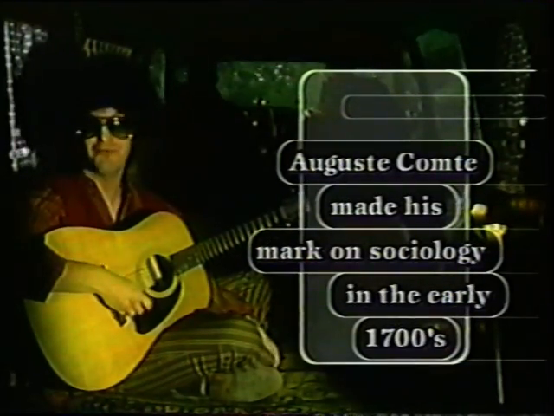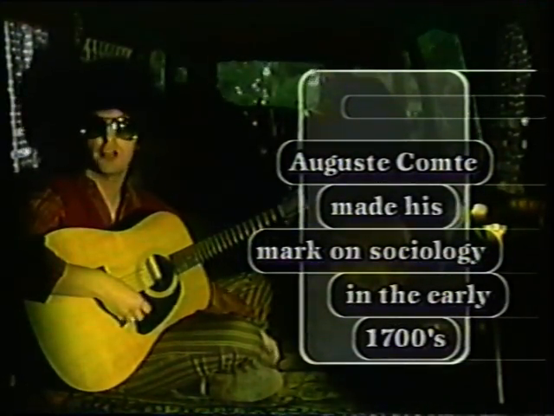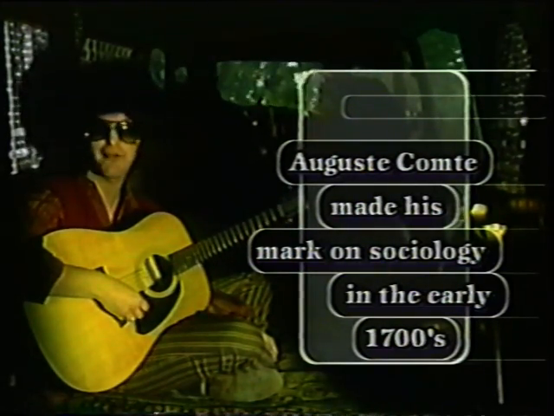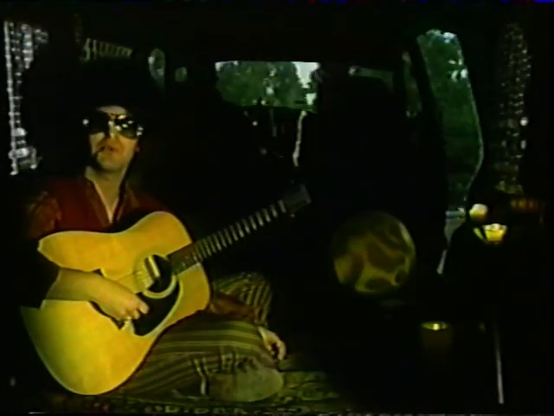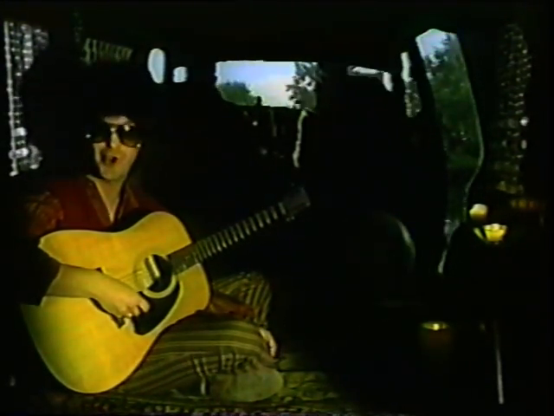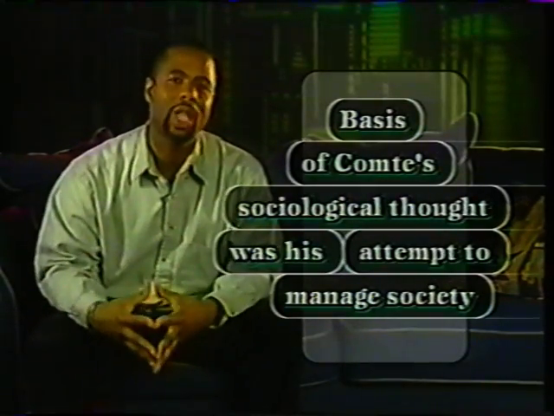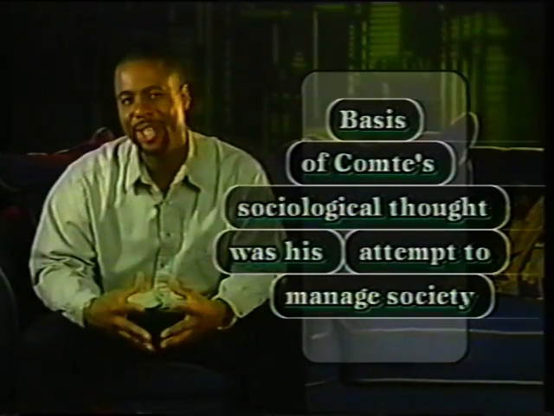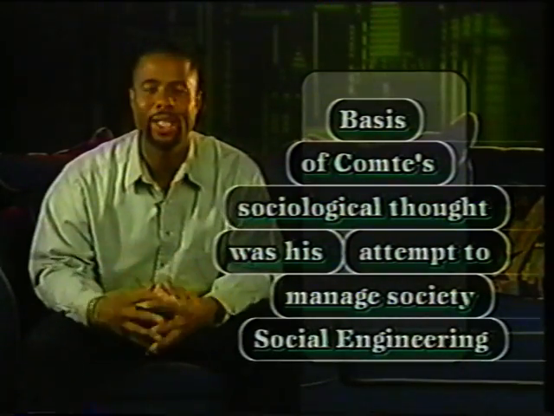Auguste Comte, a French dude, made his mark on sociology during the first half of the 18th century. Some say this gentleman founded the science of sociology. Well, almost. He actually just made up the word, sociology. Sociology. Very innovative. The basis of Comte's sociological thought was his attempt to manage society through something called social engineering.